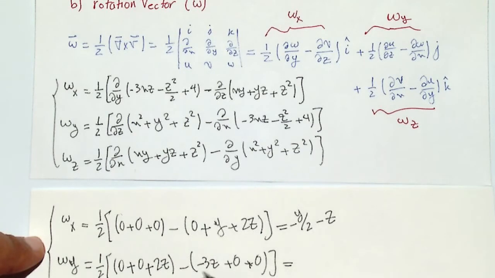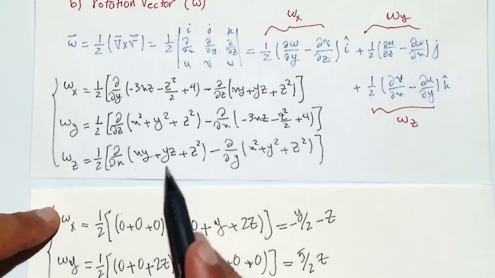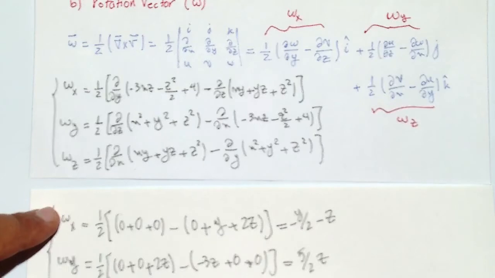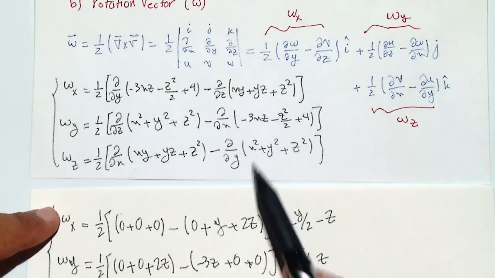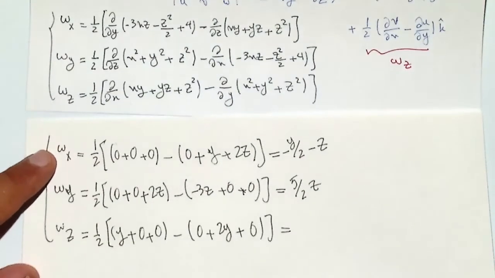Then this is going to be positive, plus 2z is going to be 5z, so it's going to be 5 over 2z. Now for the z component, the same calculation: it's going to be y plus 0 and 0 minus 0, 2y and 0. Then this one is going to be minus y over 2.